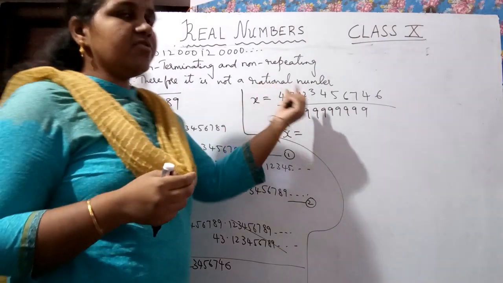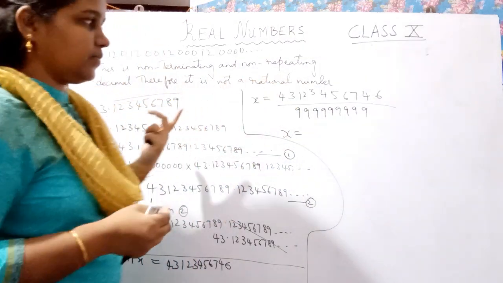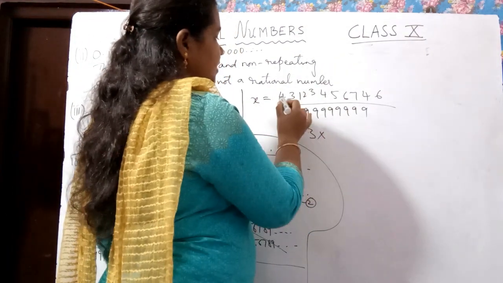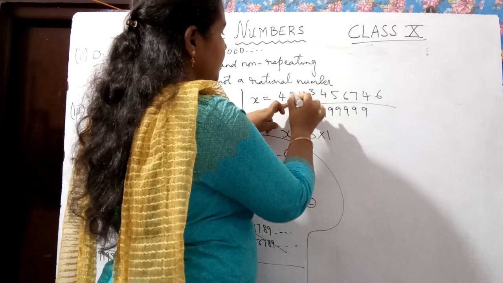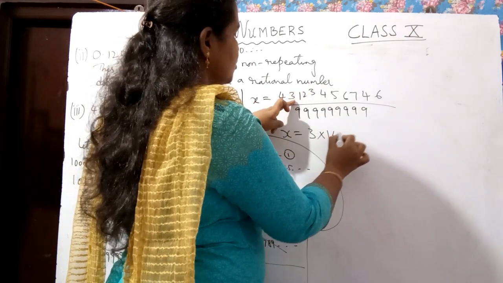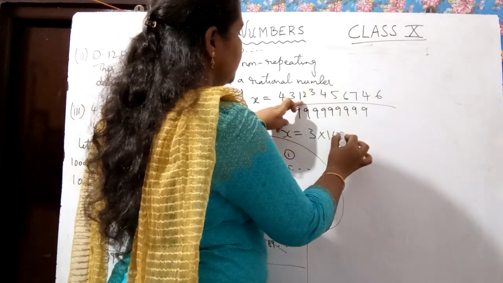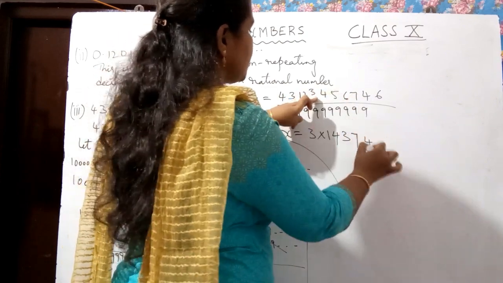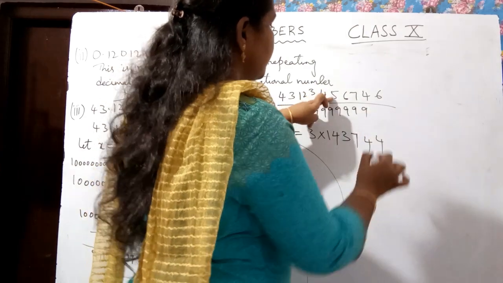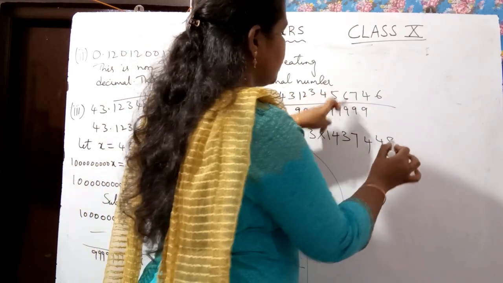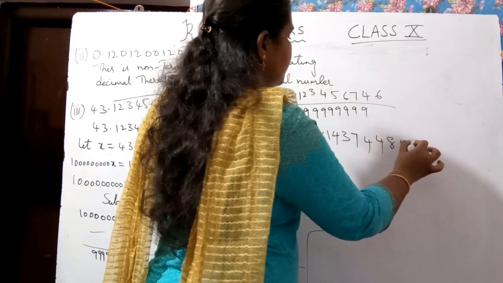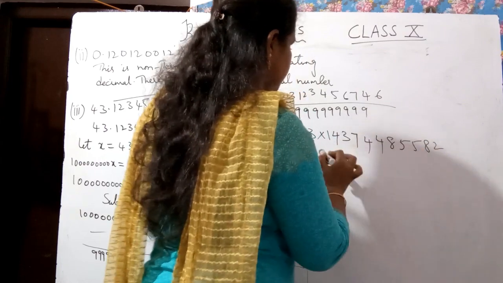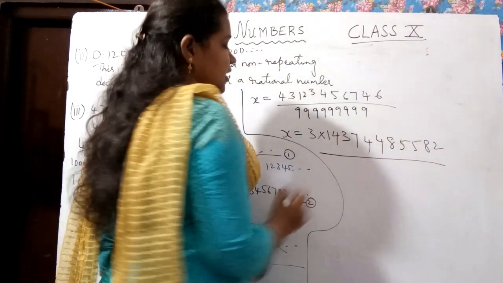So 45 is a multiple of 3. Okay, so 3 is a common factor. So I can write it as 3 into, how many times does it go? 3 ones are 3. It becomes 13. 3 fours are 12. 3 threes are 9. 10, 11, 2. 3 sevens are 21. 3 fours are 12. 3 fours are 12. 3 eights are 24. 3 fives are 15. 3 fives are 15. 3 eights are 24. 3 twos are 6. By, again here I can take out 3 common.